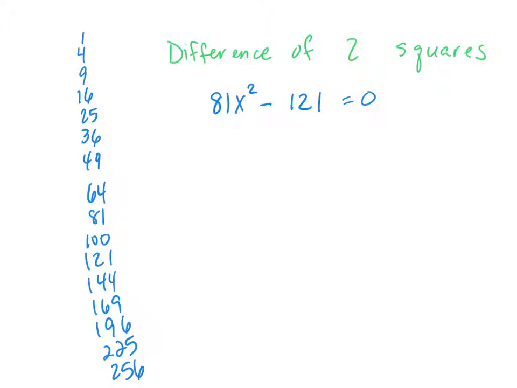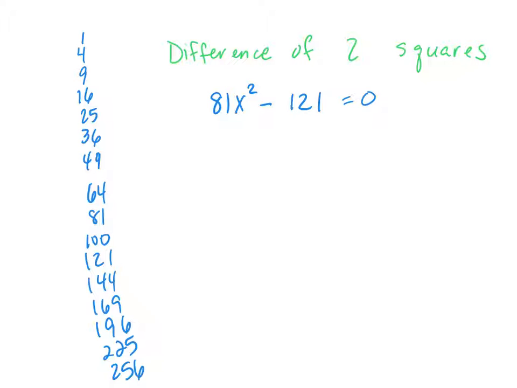Equals 0. So you have 81x squared minus 121. Is 81 on the list? Yeah. Is 121 on the list? Yeah. Does it have a minus in the middle? Because it's difference of two squares. And are any letters other than a square on them? Like you can't have a plain x, or an x cubed. It has to be all squares, okay? So we're good to go.